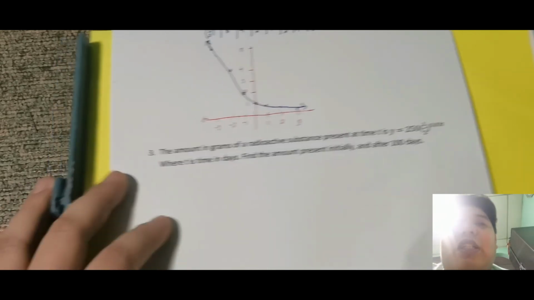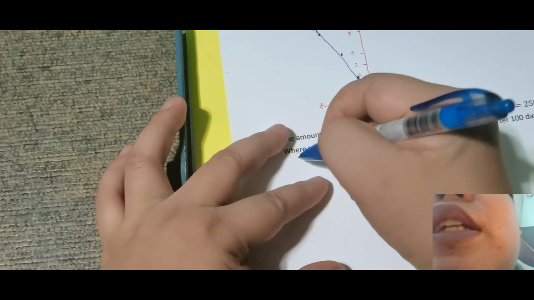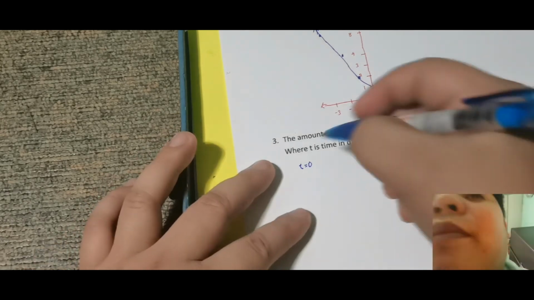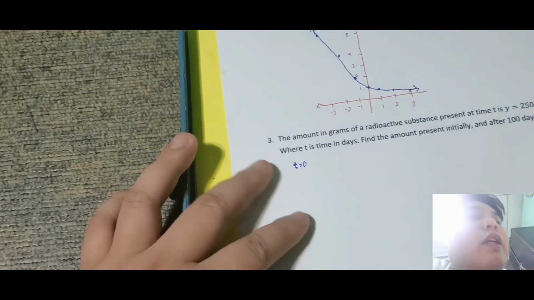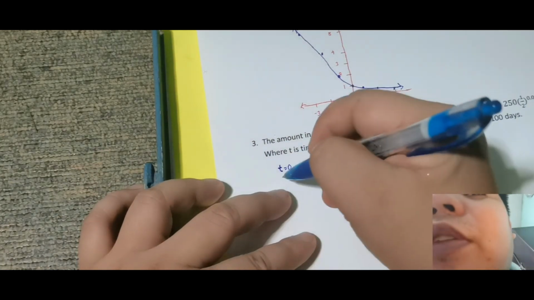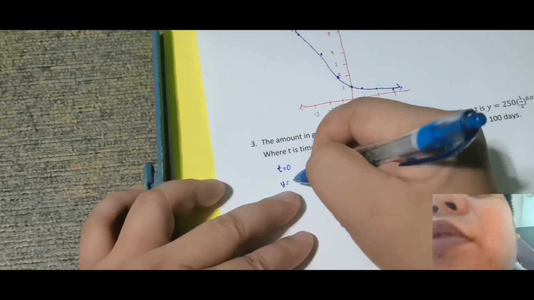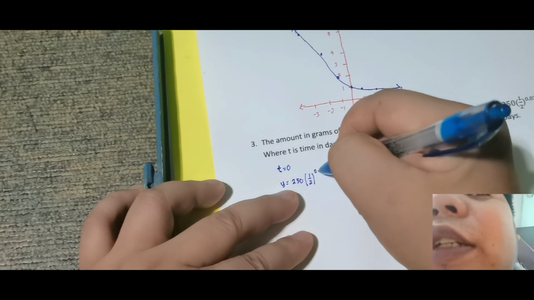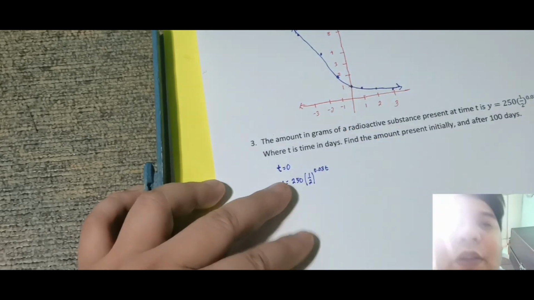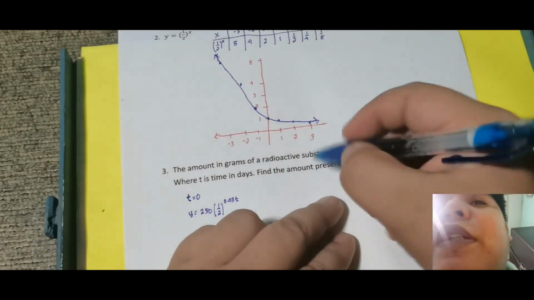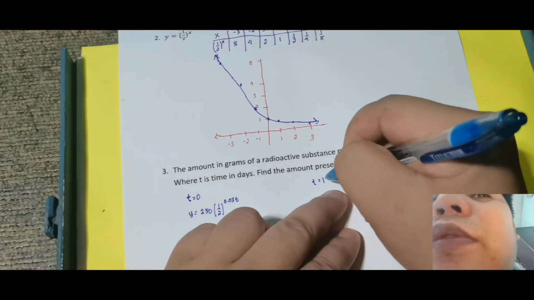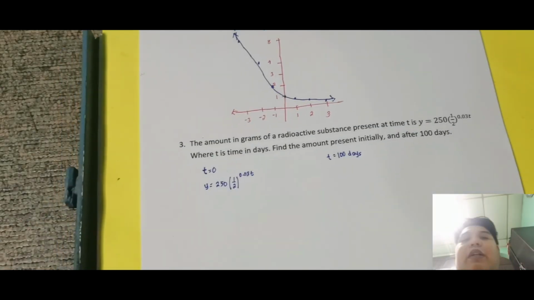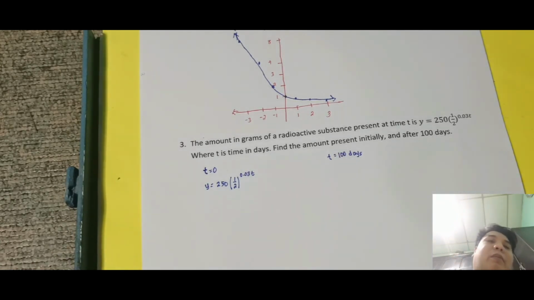So pag sinabing present initially, that is t is equal to 0. Okay, where t is in days. Okay, so syempre, pakita natin. So sabi, hinahanap yung amount. So y is the amount. So y is equal to 250, then 1/2 raised to 0.03 t. Okay, then the amount after 100 days. So this is t is equal to 100 days. Okay, 0 day, then 100 days. So ang gagawin natin, substitute lang natin yung 0 tas 100 dyan. Yun lang yung amount. So in grams.